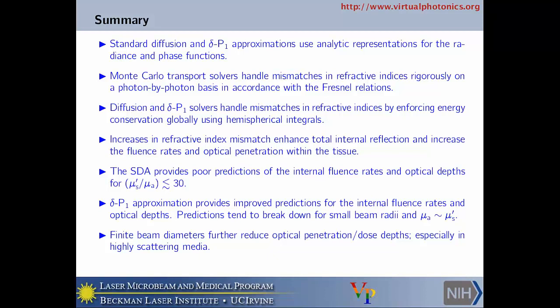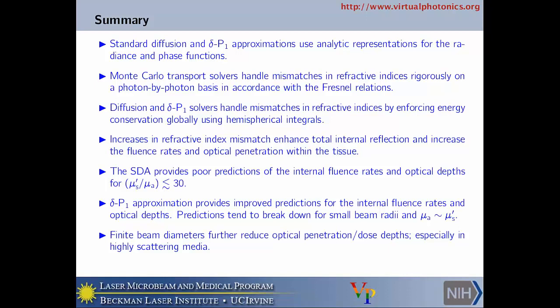So we did a lot, right? We went through a pretty math-heavy beginning to introduce these standard diffusion and delta P1 approximations. I emphasized the fact that Monte Carlo really does this boundary condition rigorously by doing a detailed angular balance. I showed you how diffusion and delta P1 do these hemispheric balances that aren't perfect, and you definitely saw those in the results for the fluence rates versus depth in these slabs. We showed the failure of standard diffusion at superficial depths and for more strongly absorbing samples. We showed that delta P1 is magical. It provides significant improvements, even though the complexity is basically the same.